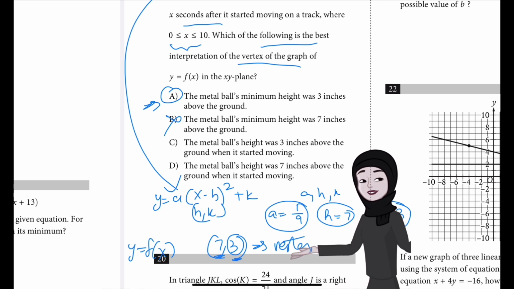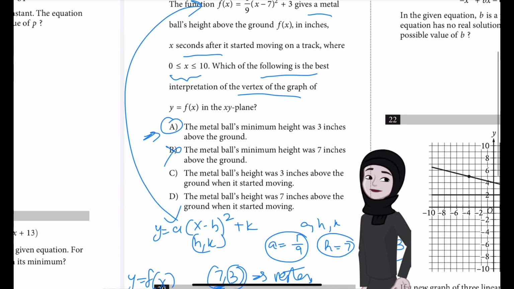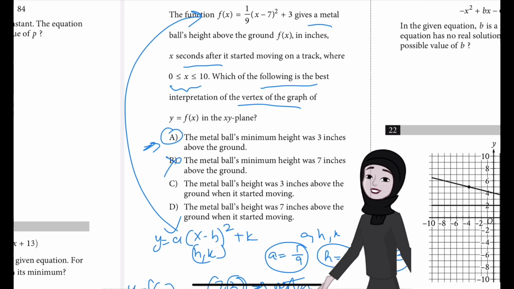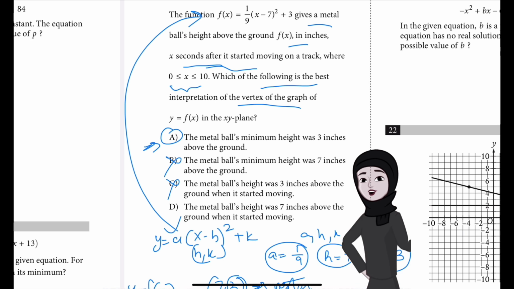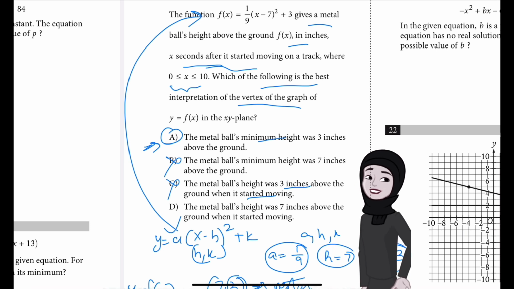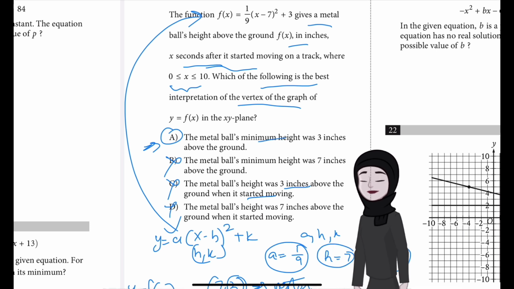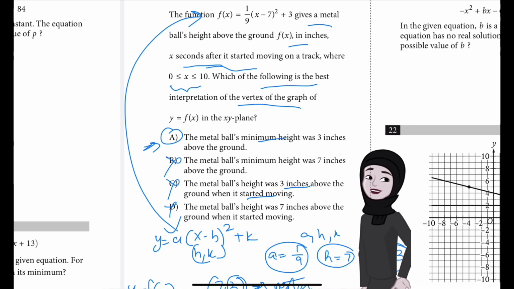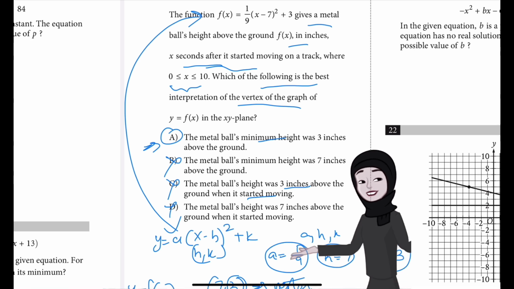C says the metal ball's height was 3 inches above the ground when it started moving. No, it was not, because you can see that f of x is the height x seconds after it started moving. So 3 is the output. That is the height, and so it is not 3 inches above the ground when it started moving. That's not correct. It is the minimum height. Then D says the metal ball's height was 7 inches above the ground when it started moving. No, 7 is the seconds. After 7 seconds, it was able to reach the height of 3 inches. That was the minimum height above the ground that it reached after 7 seconds.